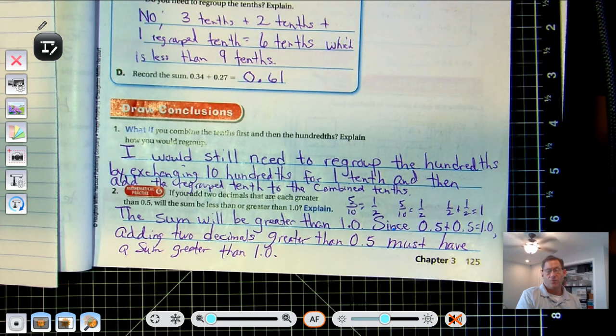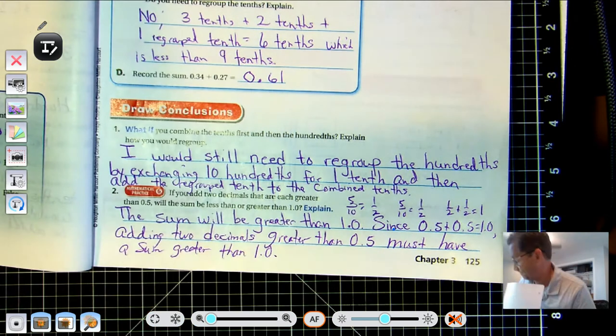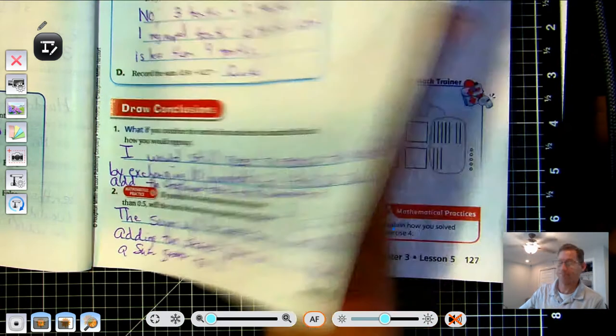So the sum will be greater than 1. Half plus a half equals 1. So if you add two decimals that are greater than 5/10, you must have a sum greater than 1. All right, let's go to page 126.